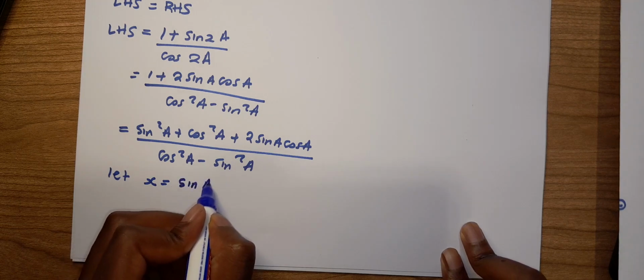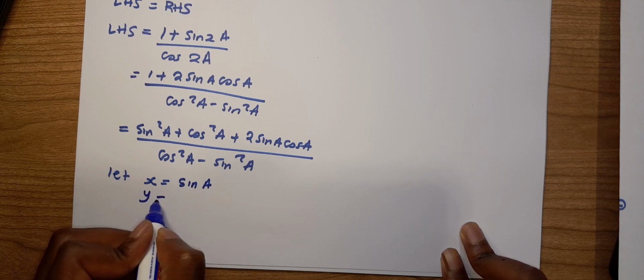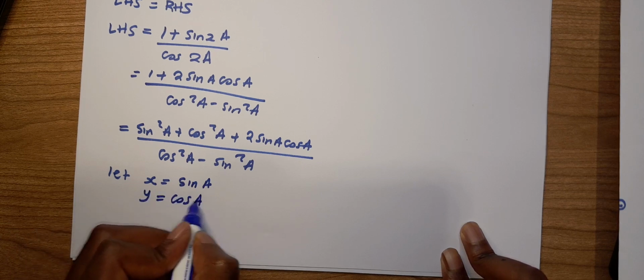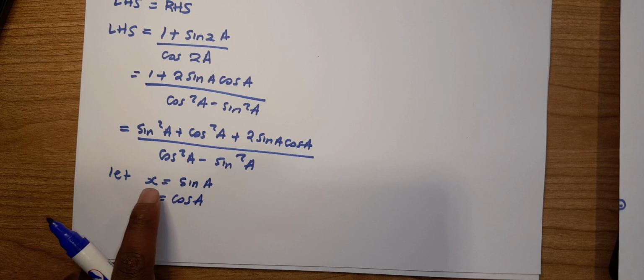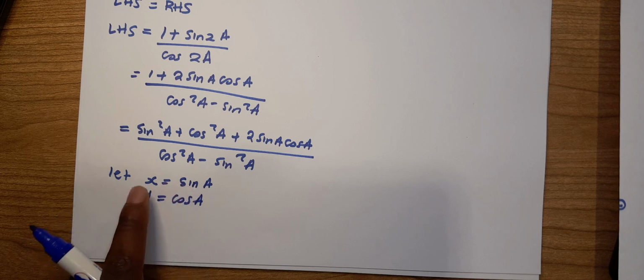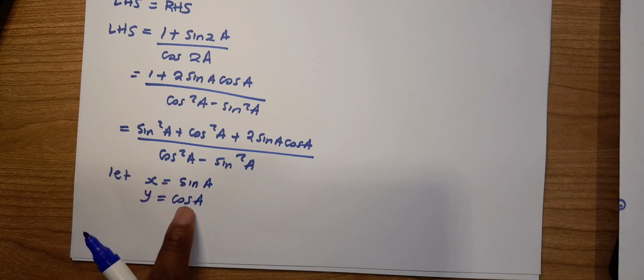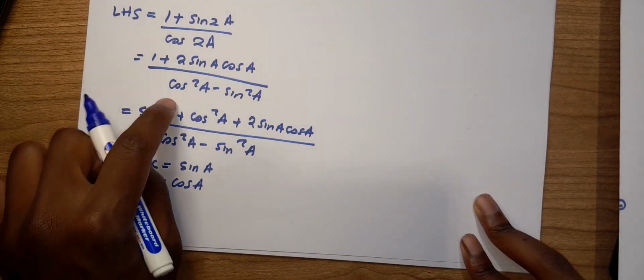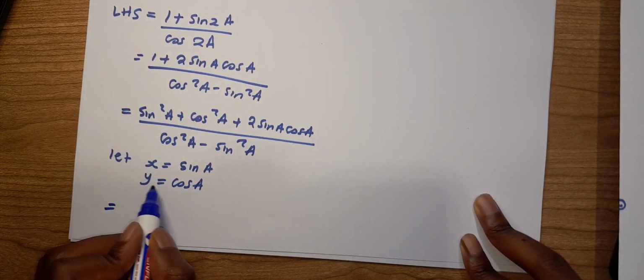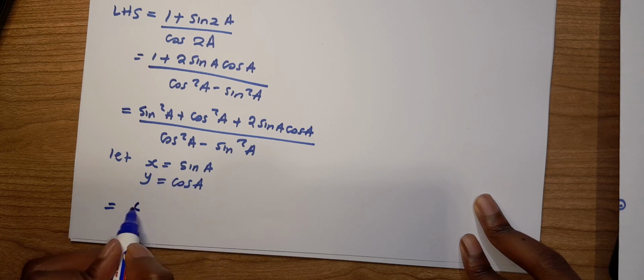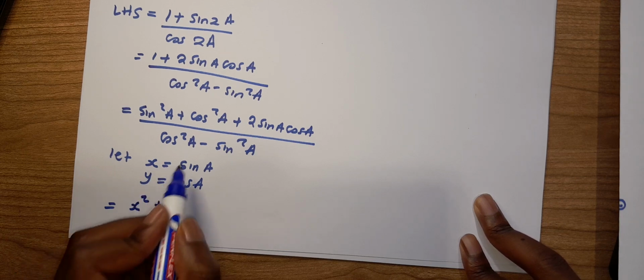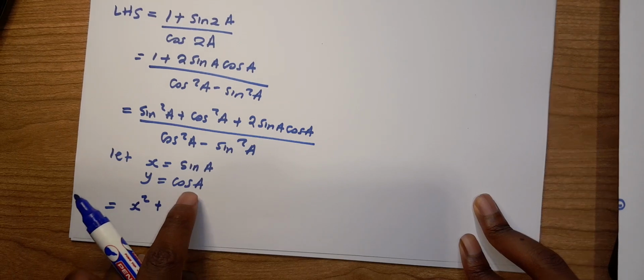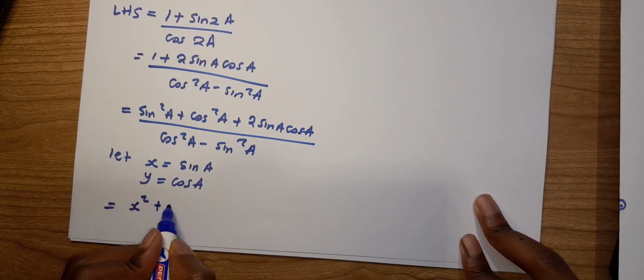Let x equal the sine of alpha, and let y equal the cos of alpha. So whenever there is sine of alpha, I'm going to put x, and whenever there is cos of alpha, I'm going to put y. So what are we going to have? The sine squared of alpha, because sine is x, I'm going to have x squared, plus, what is the cos squared of alpha? Because cos is y, I'm going to have y squared.